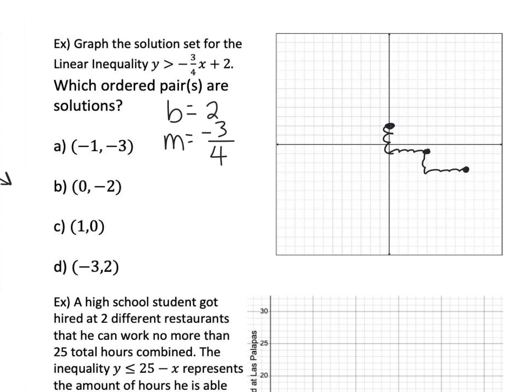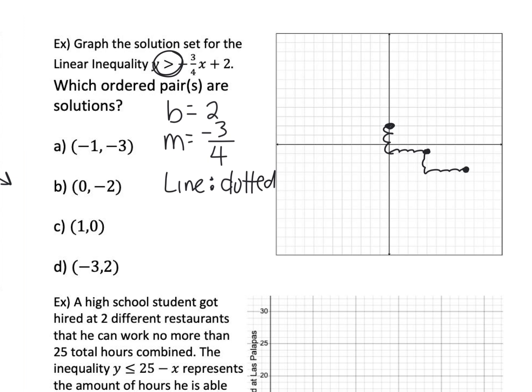All right. Now comes the new part. We have to look at this inequality. It is a greater than. So what kind of line do I need to draw? Am I drawing a dotted or a solid? Dotted. I am drawing a dotted or a dashed.